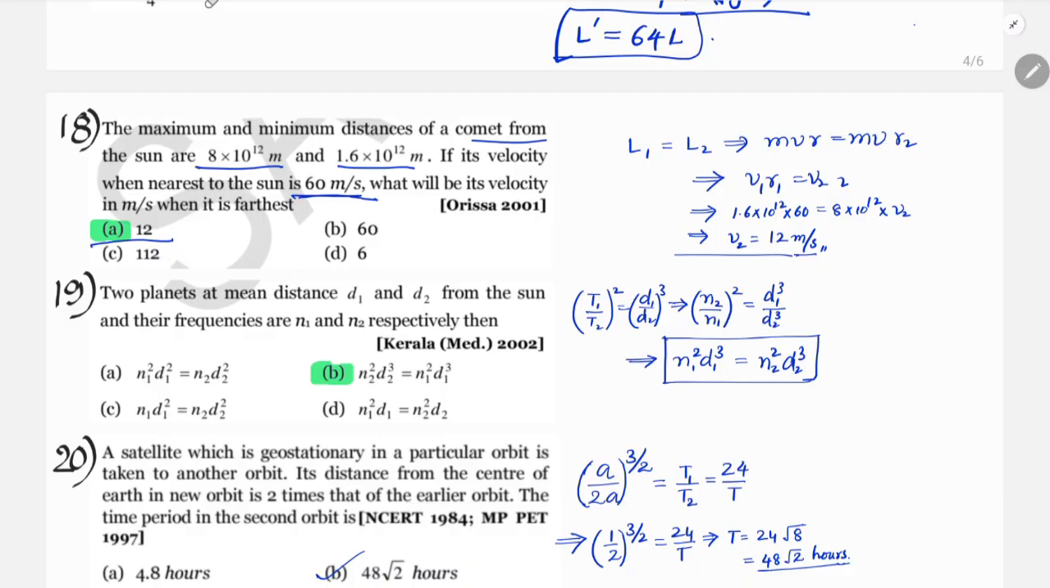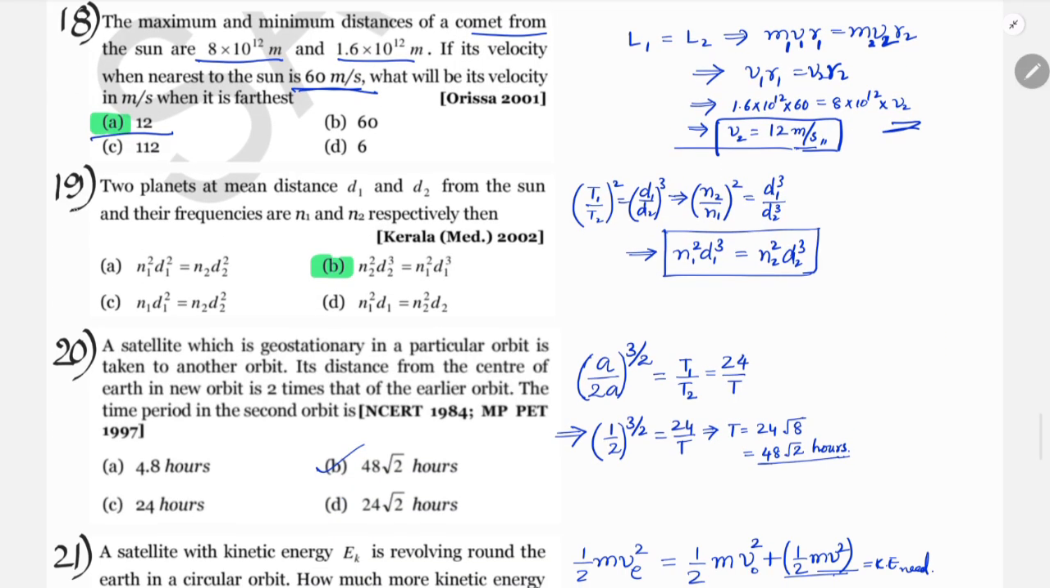Now here, m1 v1 r1 equals m2 v2 r2. Of course m1 and m2 are both the same here, the same body, the same comet, so they get cancelled. Now substitute the respective values. See here, 1.6 into 10 power 12, at that point its velocity is 60 meters per second, equal to 8 into 10 power 12 into v2. Now if you solve this, the powers get cancelled and you are finally left with v2 equal to 12 meters per second.